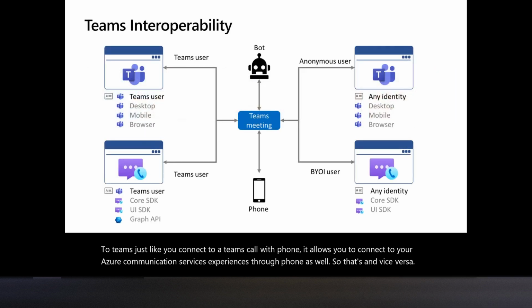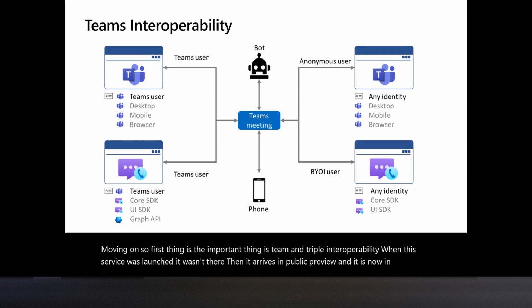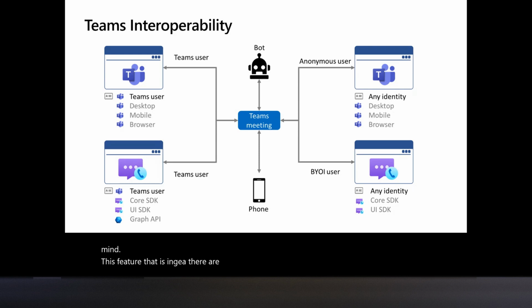Moving on. The first important thing is Teams interoperability. When this service was launched, it wasn't there. Then it arrived in public preview, and it is now in GA. Just keep in mind that for this feature that is in GA, there are multiple ways you can implement it.